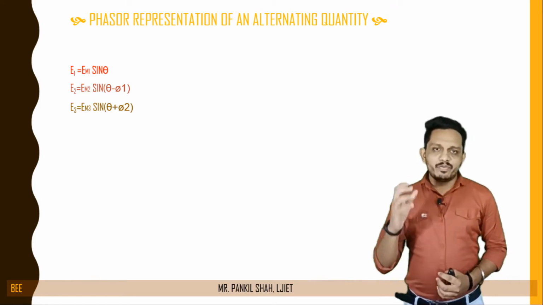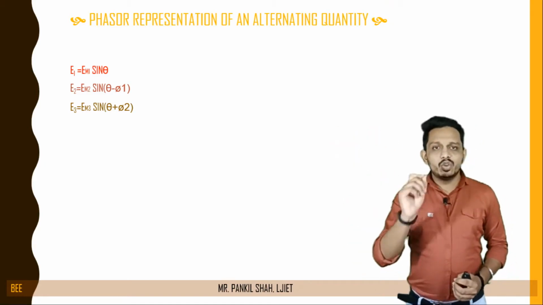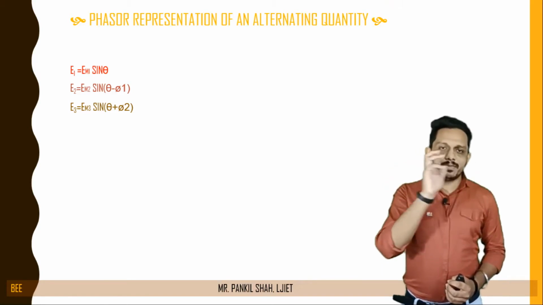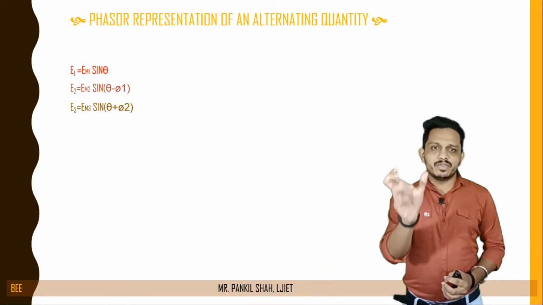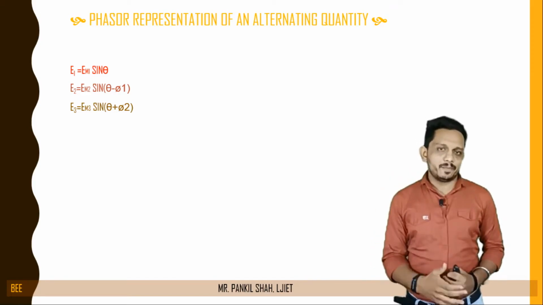Now look at the phase angle of these three alternating quantities. The phase angle of the first alternating quantity is 0, because after theta there is no plus phi or minus phi, no angle. So that means our first quantity is our reference quantity, that is E1 is equal to EM1 sin theta.